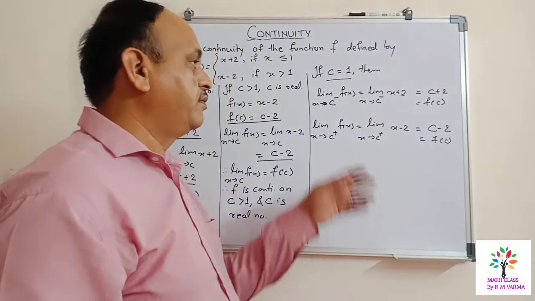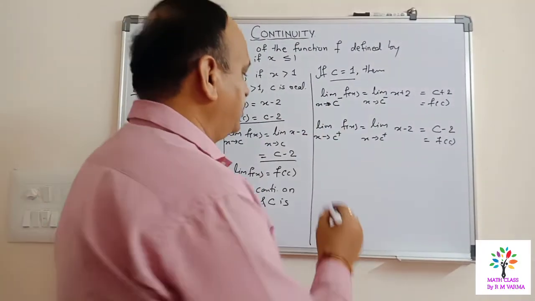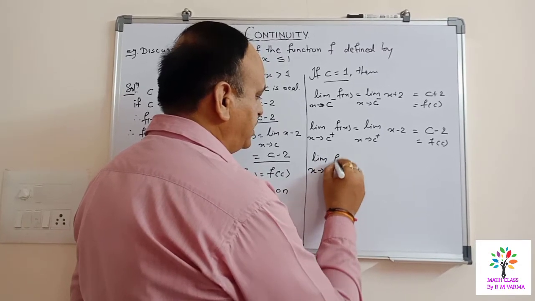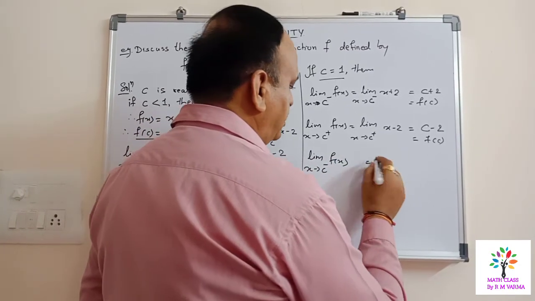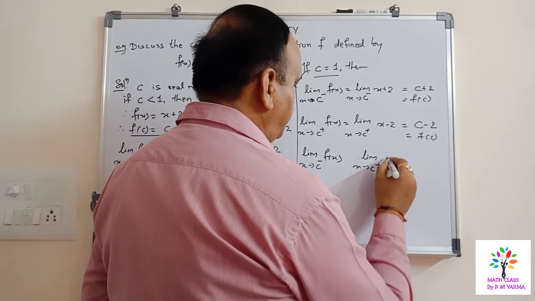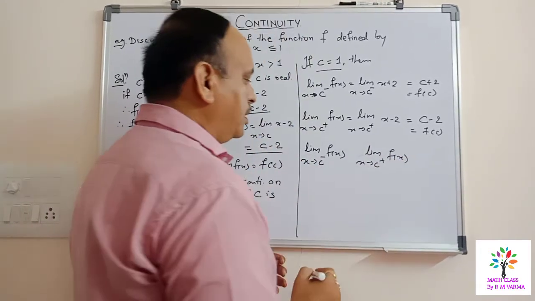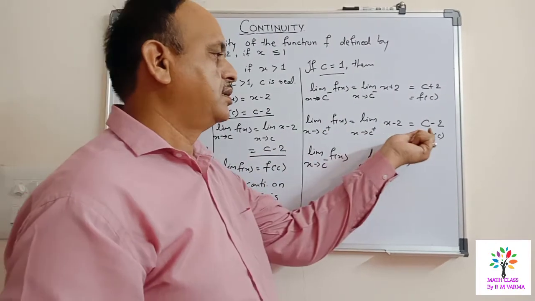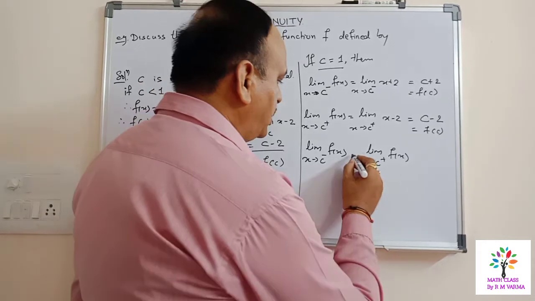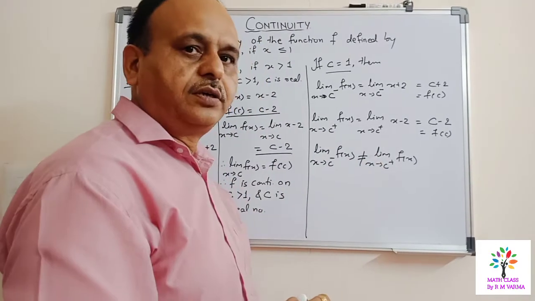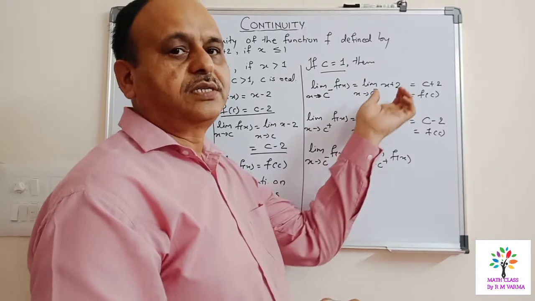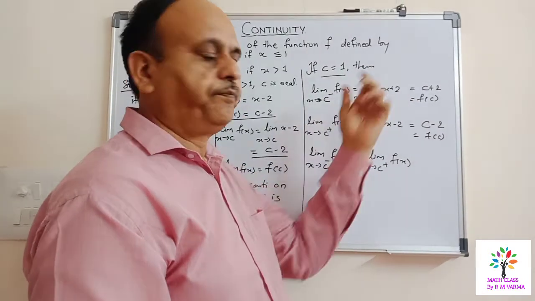But when we find the left and right limits, we check limit x tends to c minus f(x) and limit x tends to c plus f(x). So the c plus limit is c minus 2 and the c minus limit is c plus 2. So both the limit values are different. So here this function is not continuous when x is equal to 1.